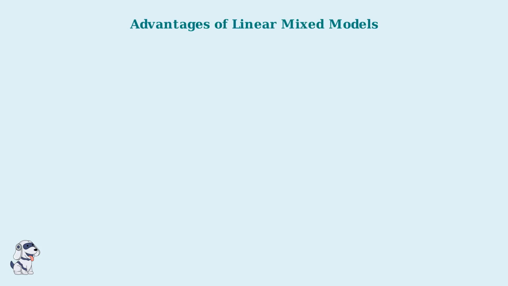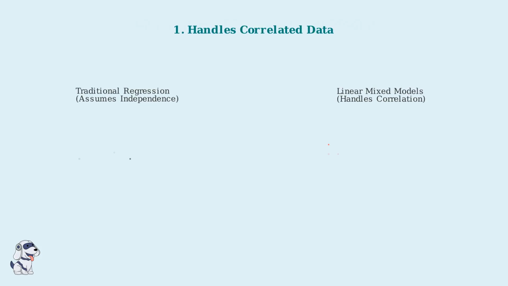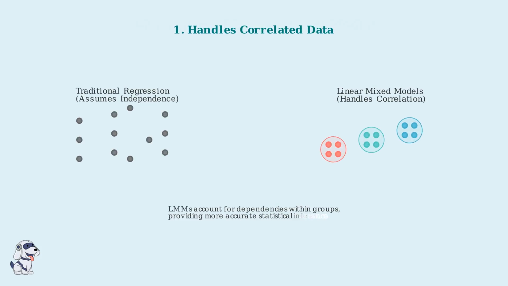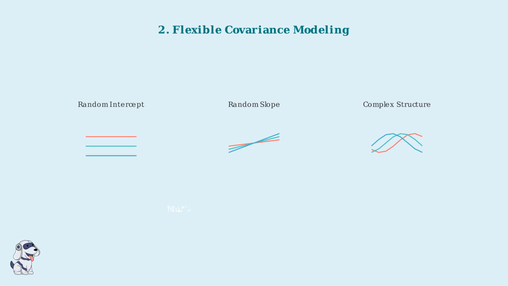Linear mixed models offer several key advantages that make them particularly valuable for analyzing complex data structures. Let's explore these four main benefits. The first major advantage is the ability to handle correlated data. Traditional regression assumes independence between observations, but real-world data often contains natural groupings and dependencies. The second advantage is flexible covariance modeling. Linear mixed models can accommodate various correlation structures, from simple random intercepts to complex time-dependent patterns.